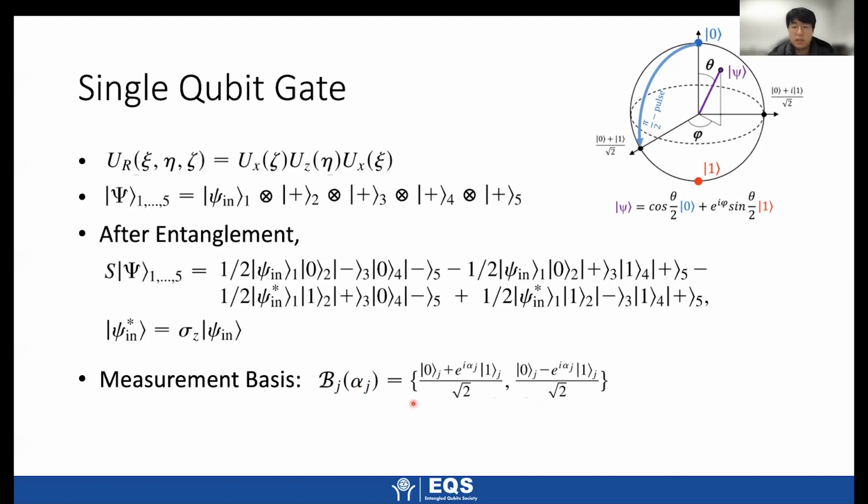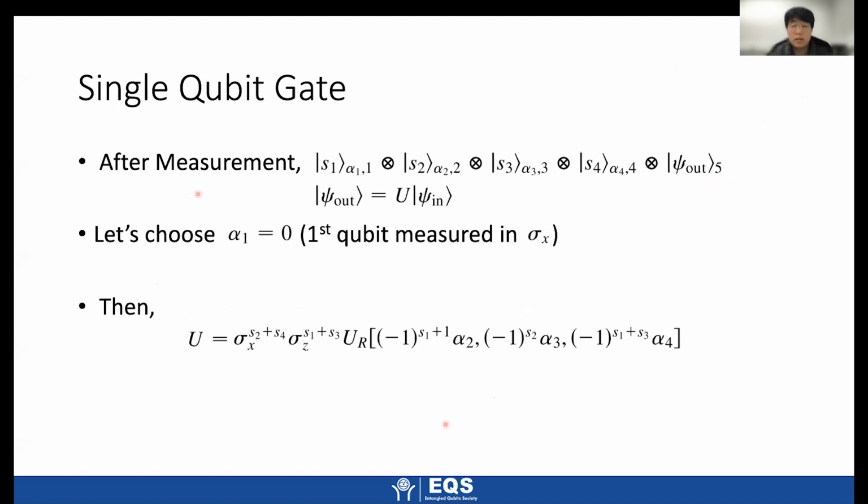Notice that this basis is on the XY plane. And after measurement, we have this kind of state. So the initial state and output state are the same up to a local unitary. So what is this unitary gate?